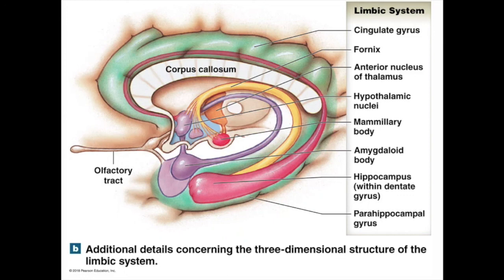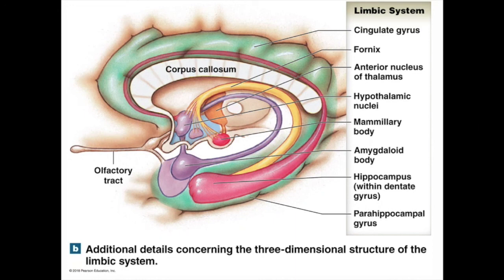Again, it's not mandatory that you know this for now, but it may be the only time we mention certain structures, such as the cingulate gyrus, the fornix, and the mammillary bodies. We will talk a little bit about the hypothalamus, the amygdala, and the hippocampus. Do not worry about the distinction between hippocampus and perihippocampal gyrus. But the hippocampus is that red area, and around it is the perihippocampal gyrus.